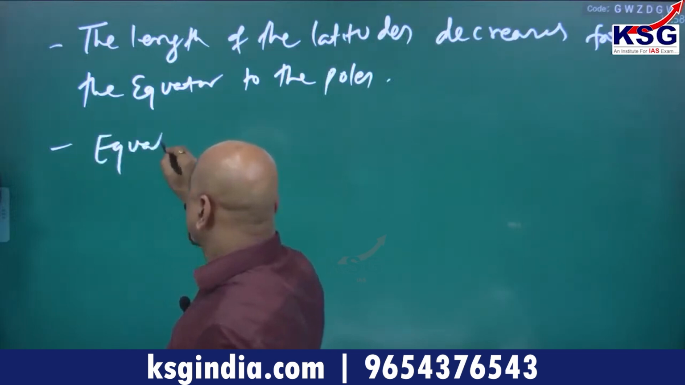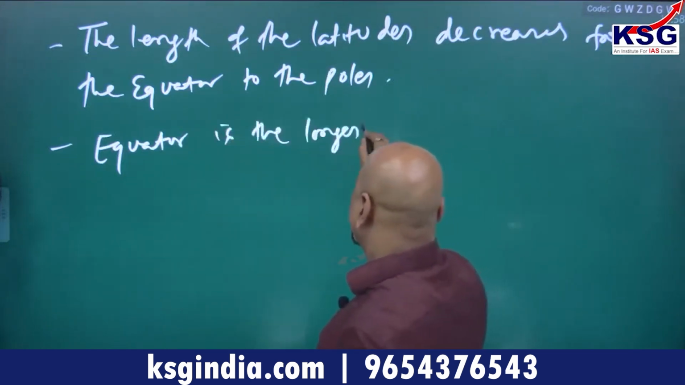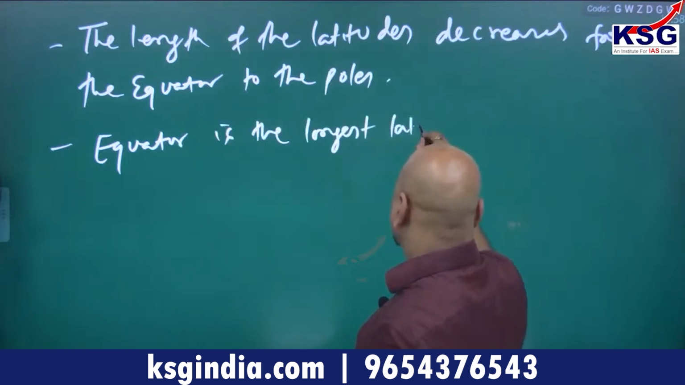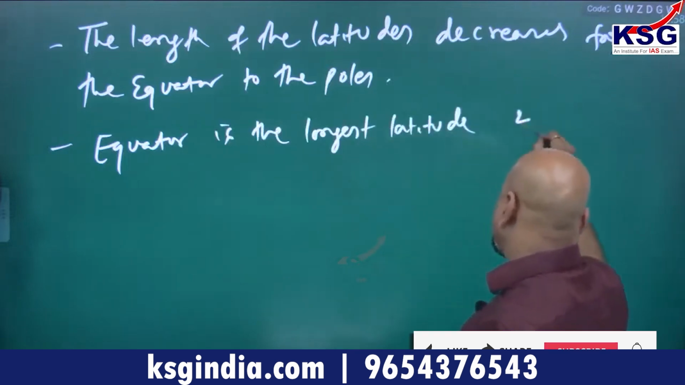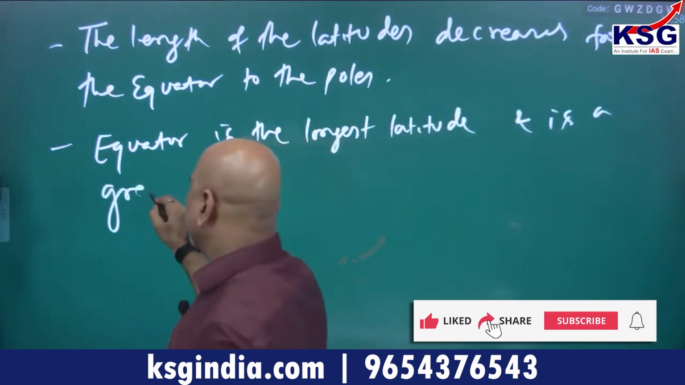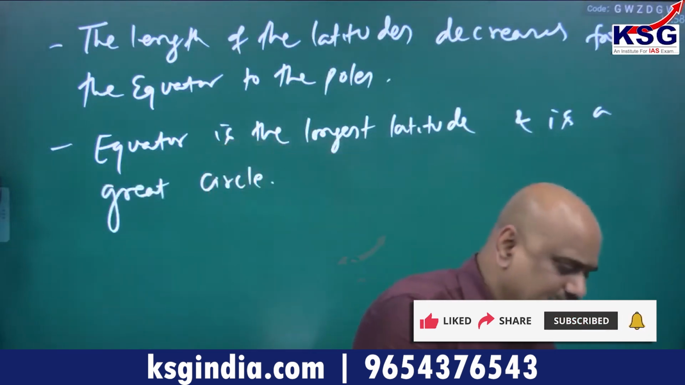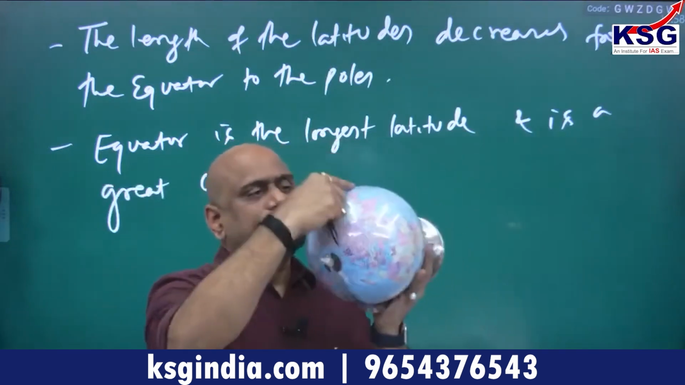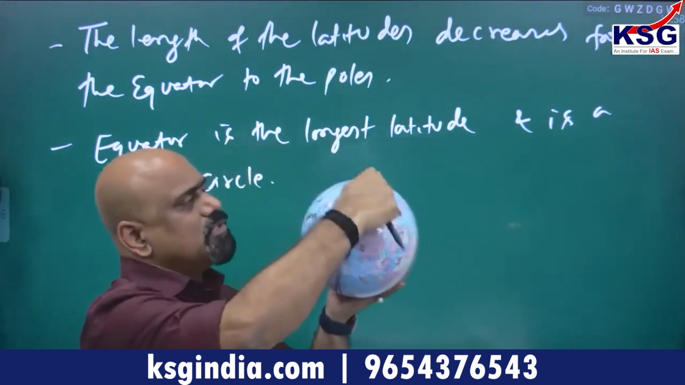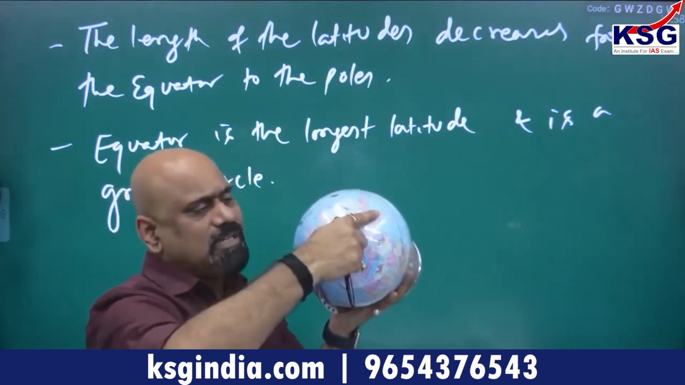Equator is the longest latitude and is a great circle. You can see here, if this is the latitude, this is the 0 degree latitude, equator. Equator is the greatest possible circle here, it is a great circle.